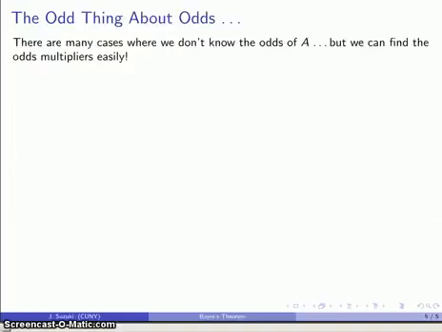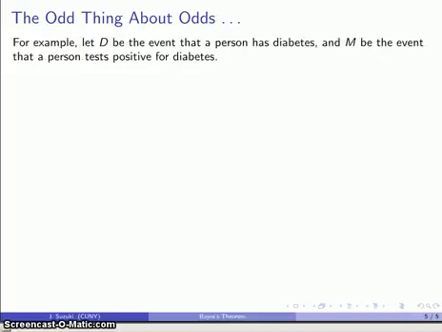There are many cases where we don't know the odds of an event, but it's actually pretty easy to find the odds multipliers. A good example might be the following. Let's consider the event where D is that a person has diabetes, and M is the event that a person tests positive for diabetes. So you go in, you see the doctor, they run a test, and the test comes back that you have diabetes. So the question is, how worried should you be?